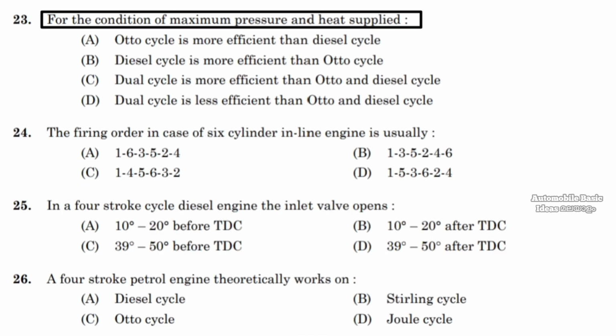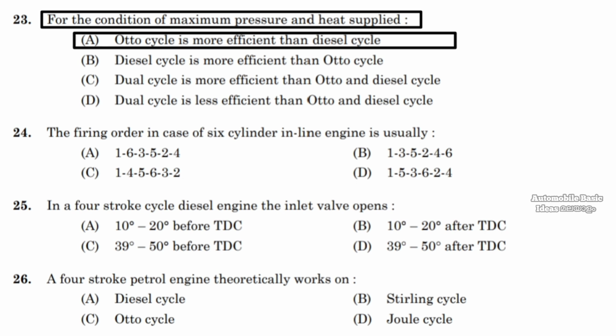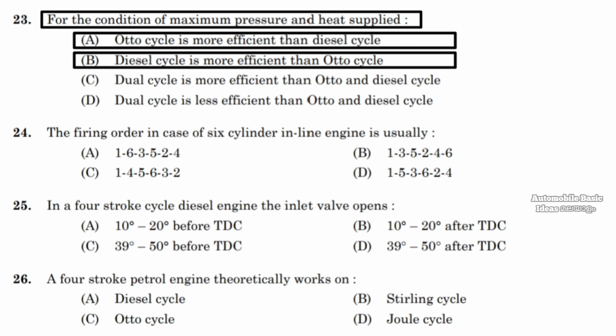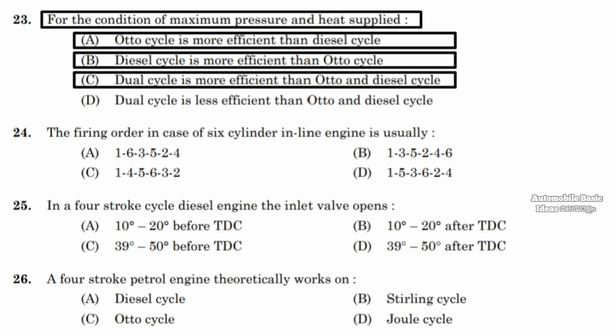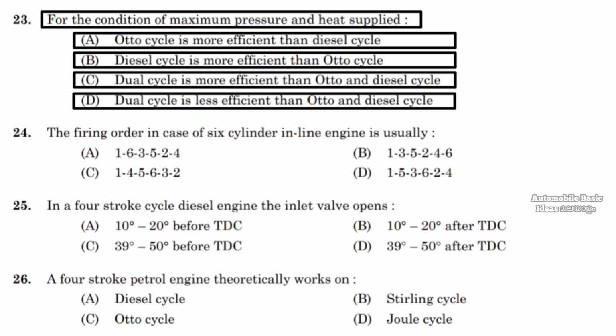23. For the condition of maximum pressure and heat supplied, a. Otto cycle is more efficient than diesel cycle, b. Diesel cycle is more efficient than Otto cycle, c. Dual cycle is more efficient than Otto and diesel cycle, d. Dual cycle is less efficient than Otto and diesel cycle. Answer B. Diesel cycle is more efficient than Otto cycle.